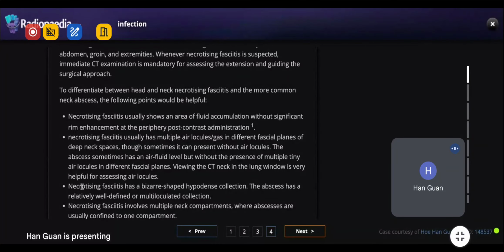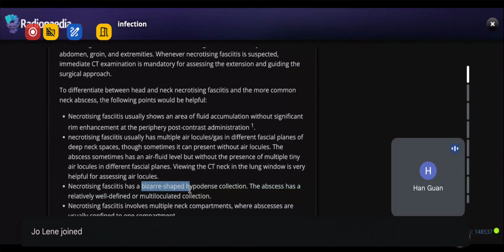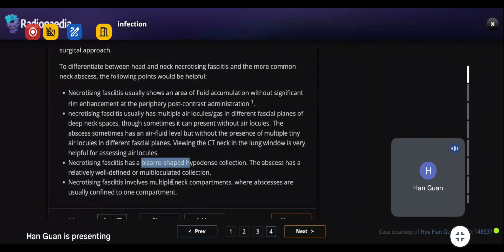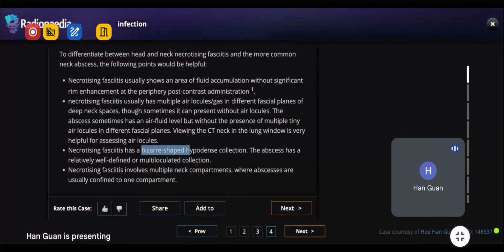Okay. And also necrotizing fasciitis will have a bizarre shape, which you can see in the case just now, the shape of the collection is very weird. Usually an abscess will be a rounded, well-defined or multiloculated collection. Necrotizing fasciitis will involve multiple neck compartments, and an abscess is usually confined to one compartment, like a retropharyngeal abscess. By noticing all these points, you can differentiate them, although not always, necrotizing fasciitis will have air locules. Okay.